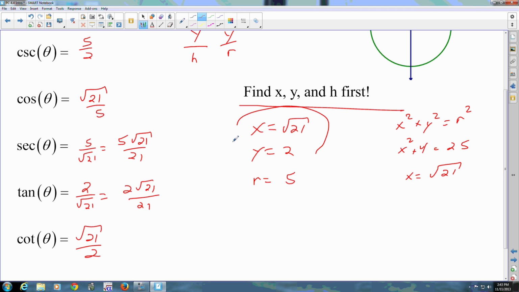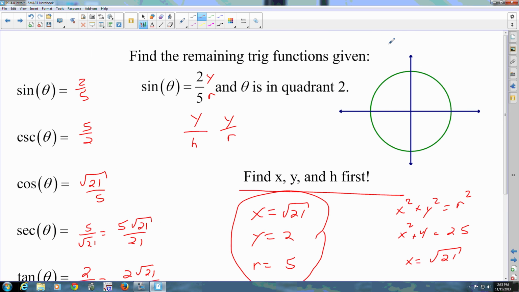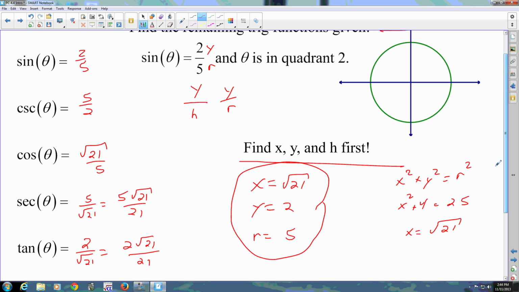I'm telling you, if you guys find your x, your y, or your r first, these suckers are easy if you fall back to the non-SOHCAHTOA definitions. If you guys fixate on and are unwilling to leave SOHCAHTOA behind, you're never going to get these. Because how do you draw your triangle? It's crazy. How do you know, if you're sitting over here and this is your angle, who's adjacent, who's hypotenuse, who's opposite? Oh my gosh, that's just awful.